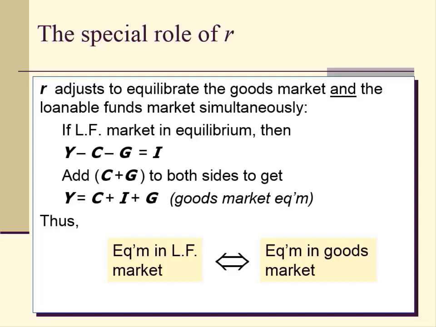And if the loanable funds market is in equilibrium, then national saving S, which is equal to Y minus C minus G, should equal investment. So therefore, Y minus C minus G equals I. And if you add C plus G to both sides, you can retrieve Y equals C plus I plus G, which is the goods market equilibrium condition. Therefore, it tells you that equilibrium in the loanable funds market also implies equilibrium in the goods market and vice versa.